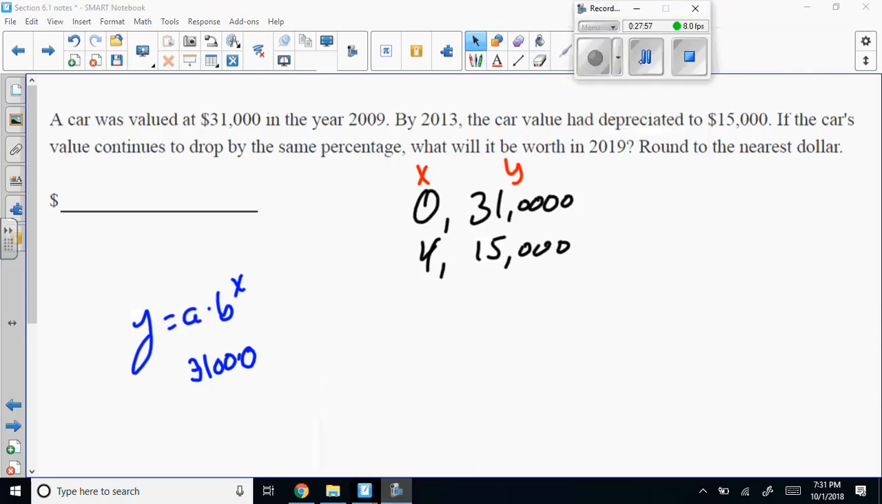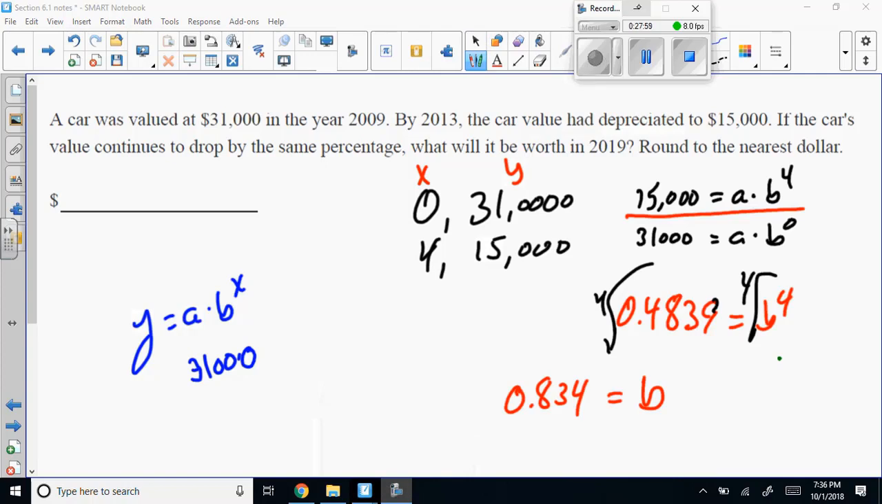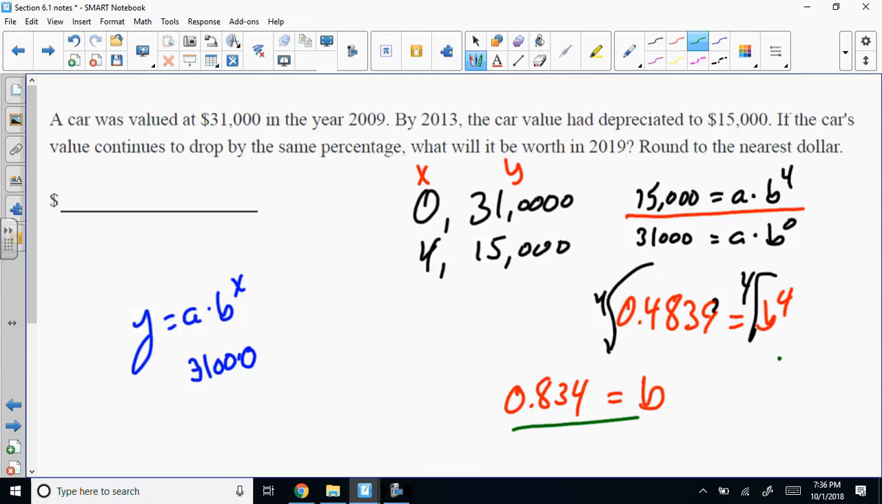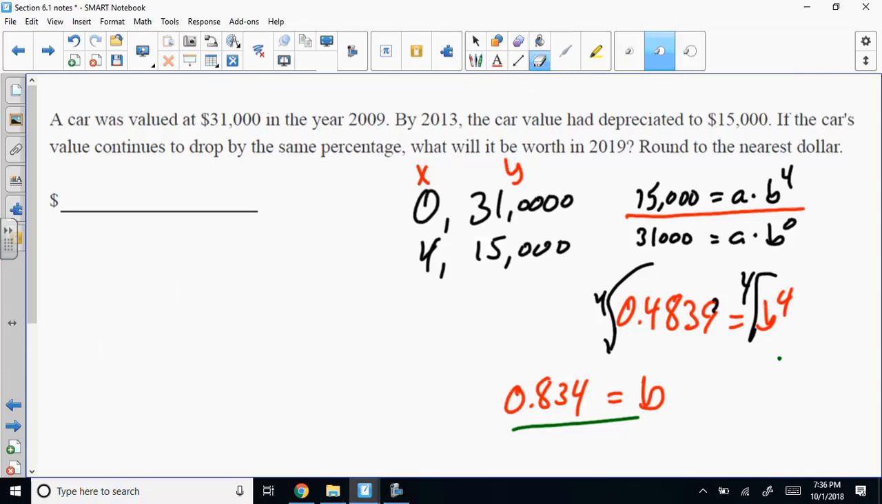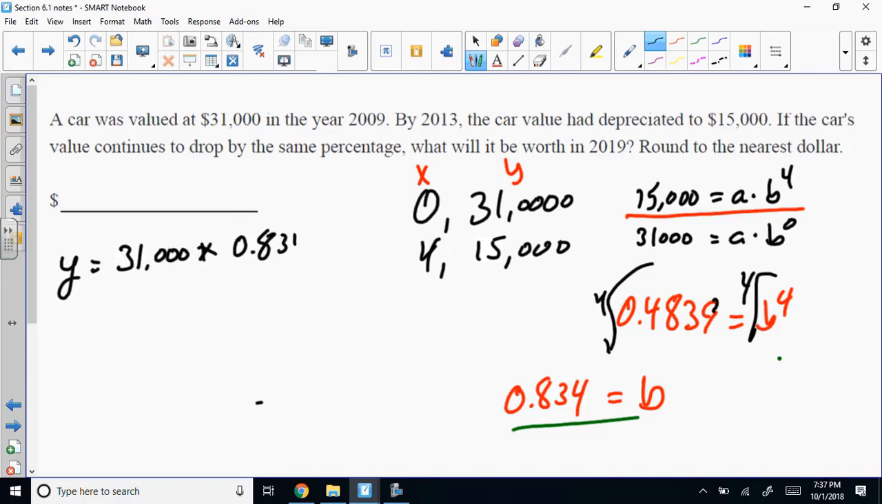Anybody lost? All right, so we done some math. We got B to be 0.834. So we're going to write our equation now. Y equals 31,000 times 0.834 raised to some time.